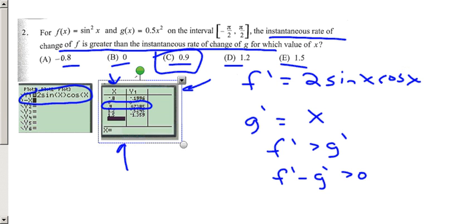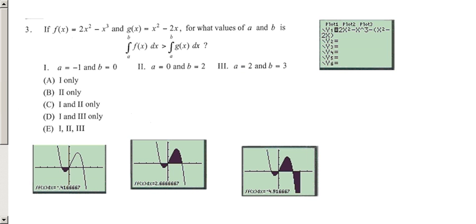If you're not sure how to do all of this calculator work, make sure you get some help. Ask me about that or ask a friend, because you should be pretty adept with your calculator.